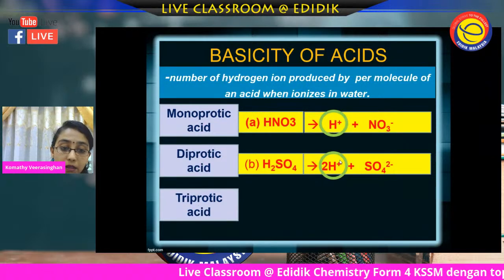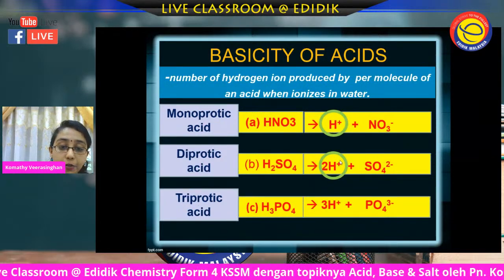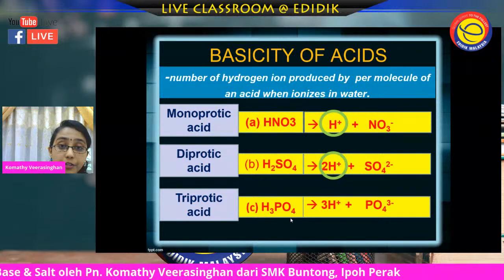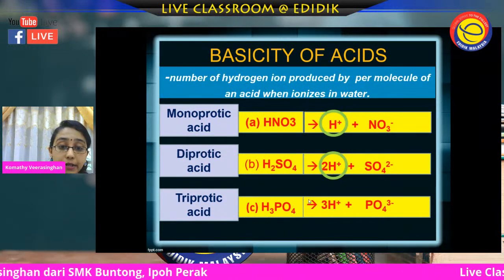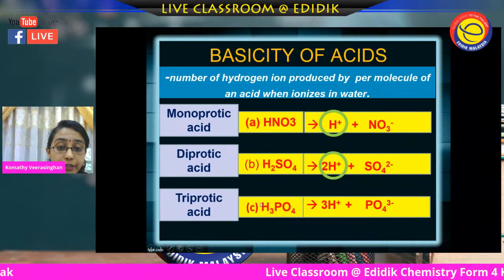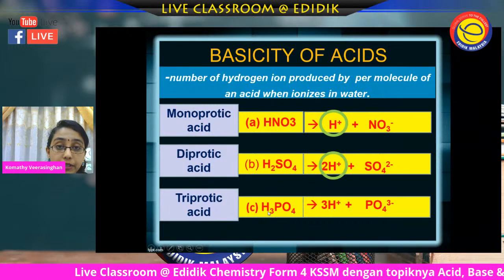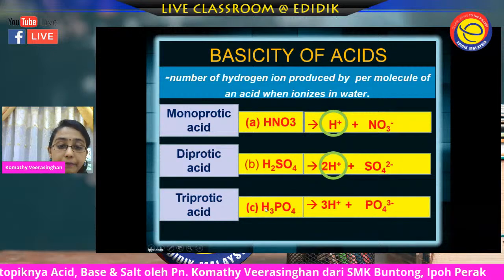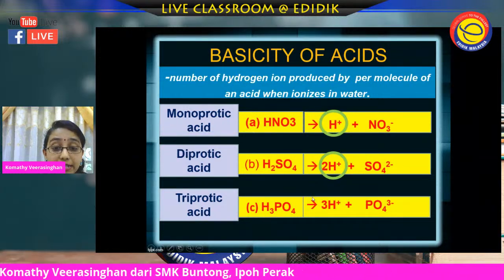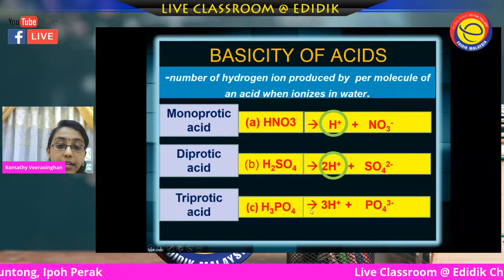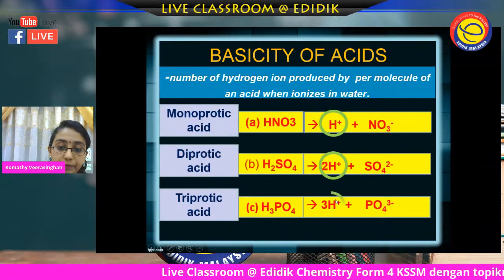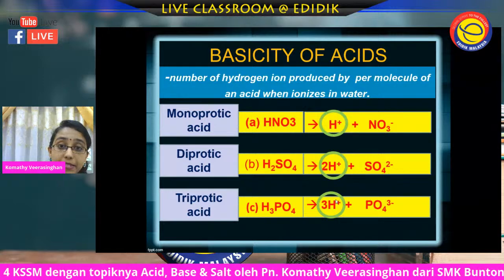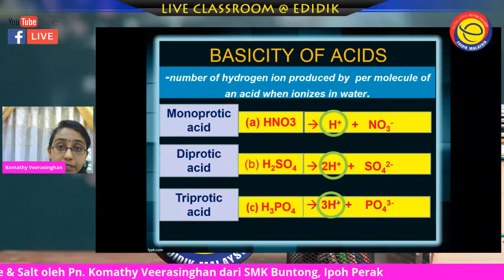Third, H3PO4, that's phosphoric acid. Phosphoric acid is an example of triprotic acid. Why? As you can see again, in one molecule of phosphoric acid, there are 3 hydrogen atoms, right? When it ionizes in water, it produces 3 moles of hydrogen ions. Because it produces 3 moles of hydrogen ions, the basicity of this acid is known as triprotic acid.